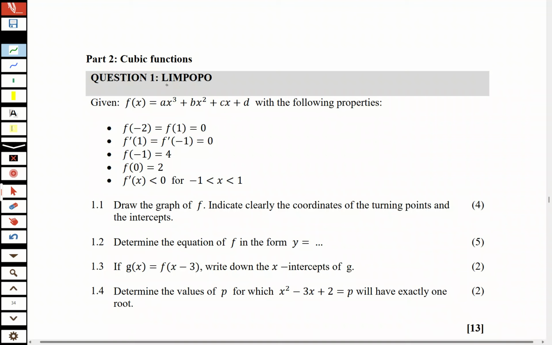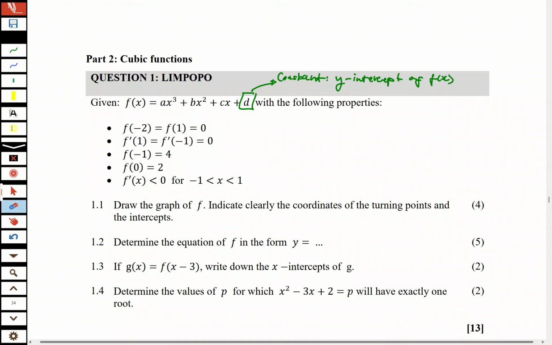Starting with question 1 from Limpopo, we're given a function f of x which is equal to x raised to an exponent of 3 there. If you check, the order of this function is 3, meaning you have a cubic function, followed by a quadratic function, then a straight line, and then a constant. Always remember that this d here is a constant, and it is always the y-intercept of your original function f of x.